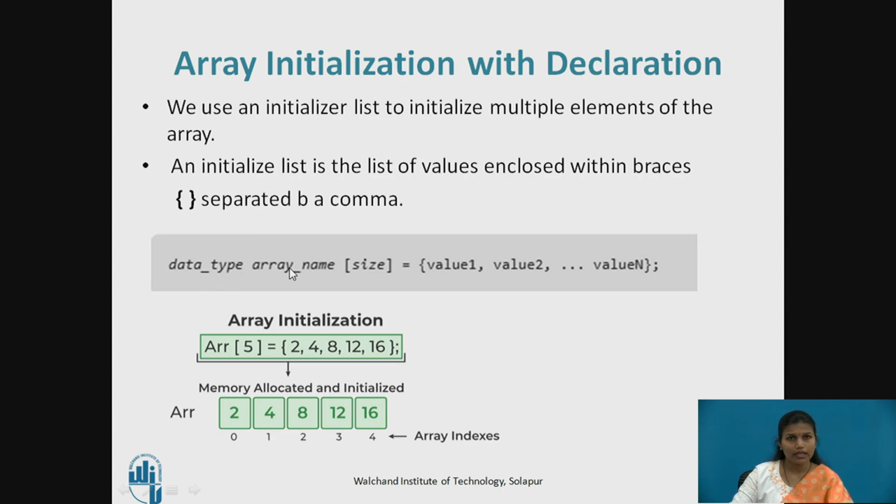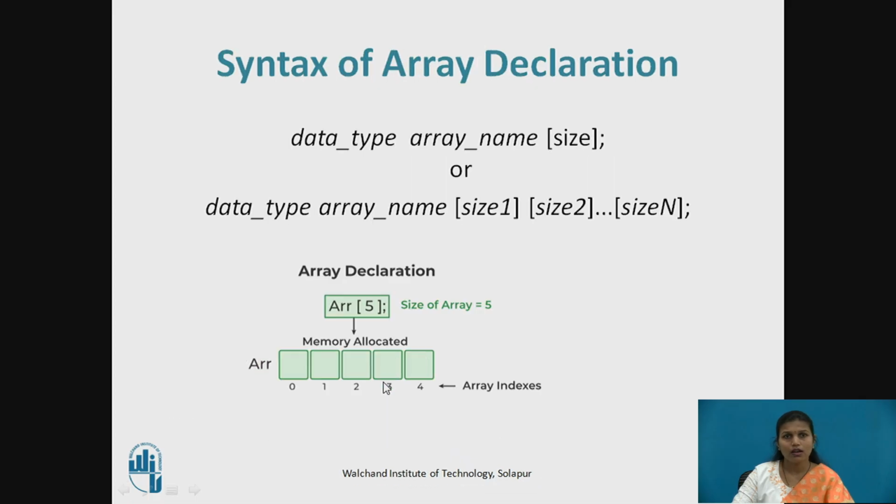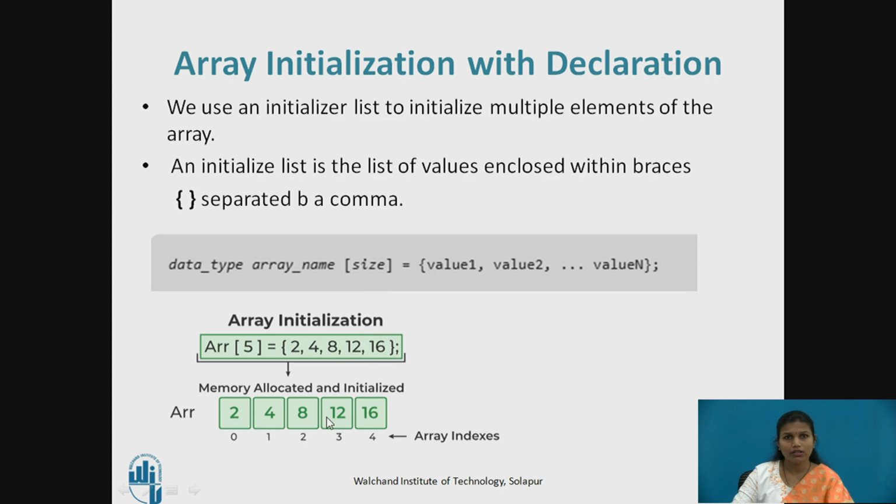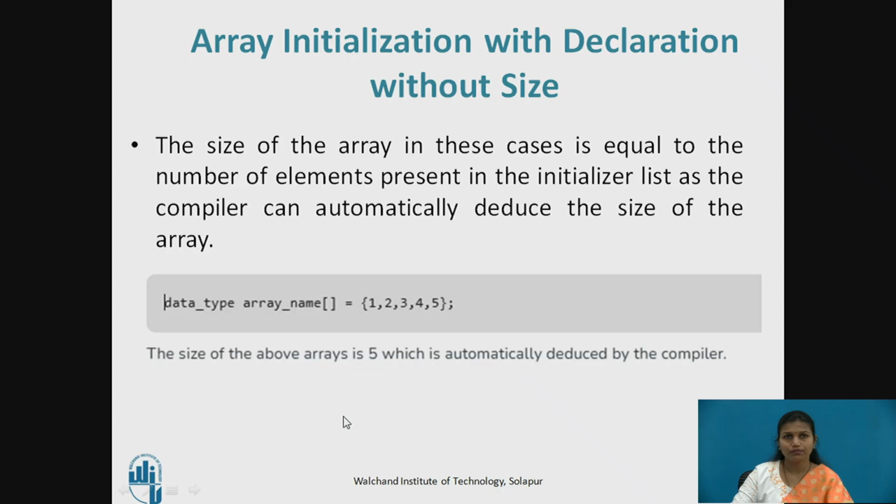You can see data type, array name, and size. Not only can we declare the array but we can also initialize the values. You can see here we have initialized the values at the time of writing the program. So for an array of 5, we can initialize the values 2, 4, 8, 12, 16. As we have seen before, only the space is created in the earlier condition, whereas if you are initializing the values, the values are directly placed in the memory.